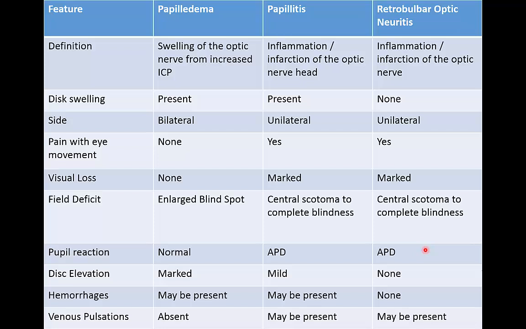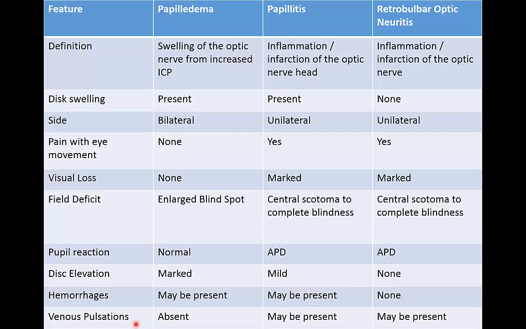If you check your pupil reaction, in papilledema it's normal, but for papillitis, which is optic neuritis of the nerve head, or retrobulbar optic neuritis, you will have an abnormal pupillary reflex. If it's very mild, you'll just have an afferent pupillary defect. The disc elevation, we talked a moment ago, is very important in papilledema. It's usually marked. But be careful, in papillitis, you can actually have some mild disc elevation. Of course, you won't see that in optic neuritis, which is retrobulbar. As far as hemorrhages, they can be present in papilledema, they can be present in papillitis, but they will not be present in retrobulbar optic neuritis.